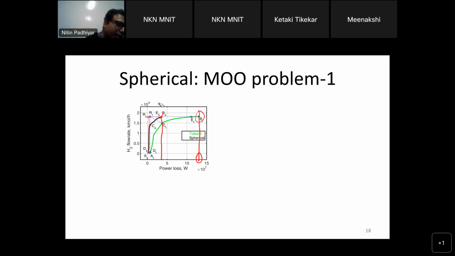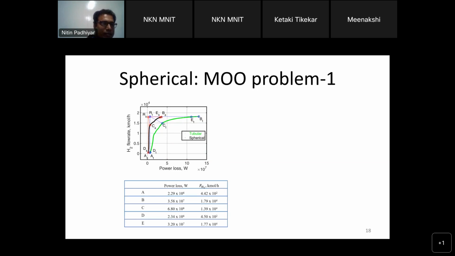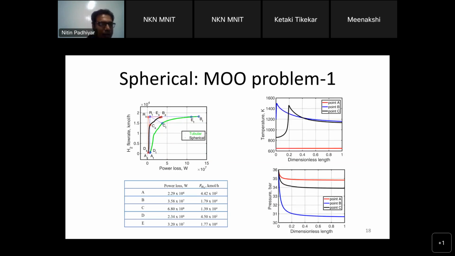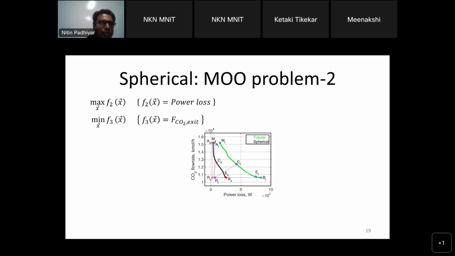So we did this one-on-one comparison using multi-objective techniques. Both these curves are obtained by solving multi-objective problems, one for the spherical and one for the tubular reactor. We have done very similar analysis to what we did for the tubular reactor. I'll not repeat this again. And these are the temperature and pressure profiles inside the reactor. The second problem is power loss and carbon dioxide. Again, we compared the spherical reactor results with the tubular reactor. This is the summary.